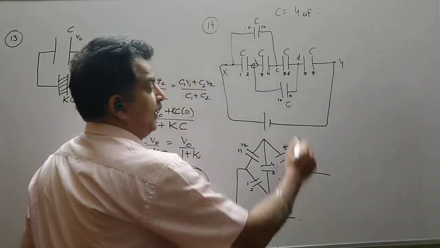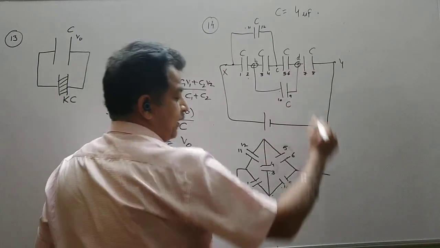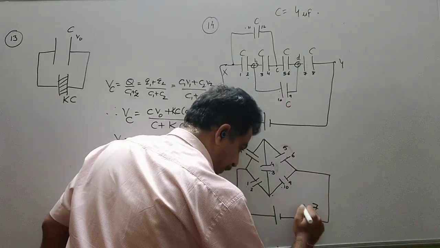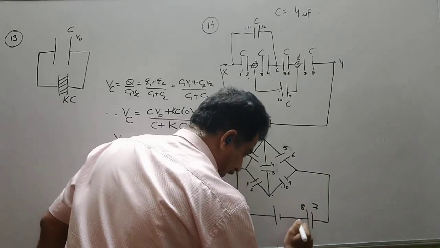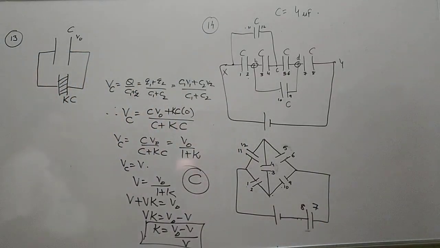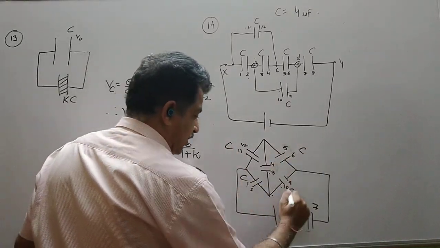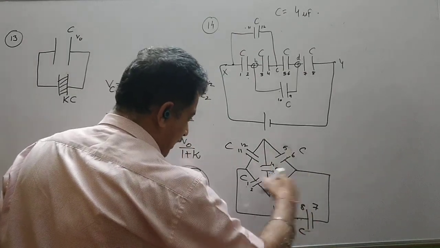Now 6 and 9 connected to 7. And the 7 parallel plate is 8. So now recheck all these terminals. Now clearly each has a capacitor C. So it is the balanced Wheatstone bridge.